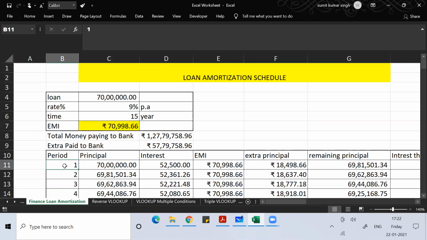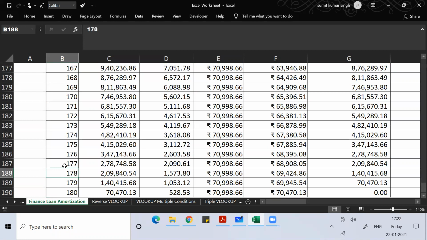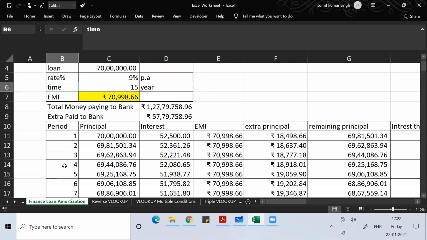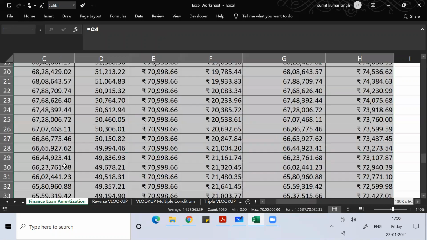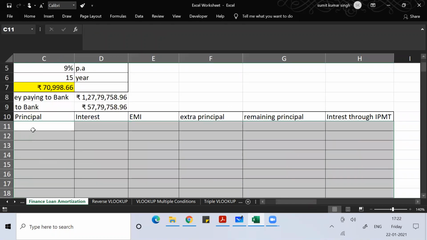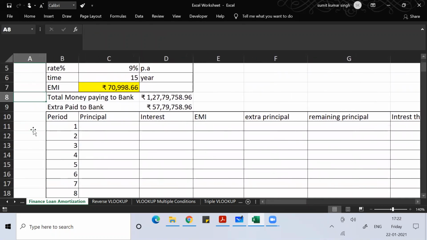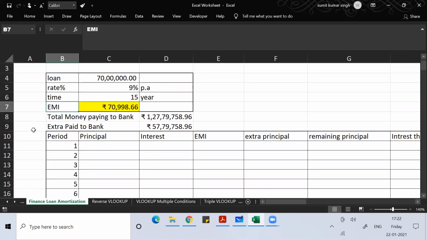As you can see, suppose I've taken a loan of 15 years. 15 years means 15 into 12, so you can see you have 180 periods, because every year you're paying 12 times, so in 15 years you'll pay 180 times. Then the next part you need to understand is the principal. Let me delete all this. This part I believe everyone understood. Now the next part is principal.